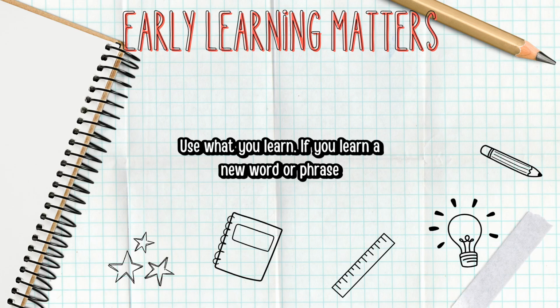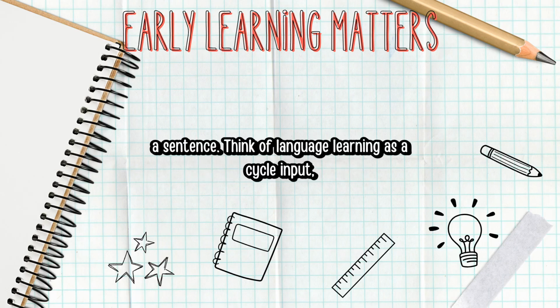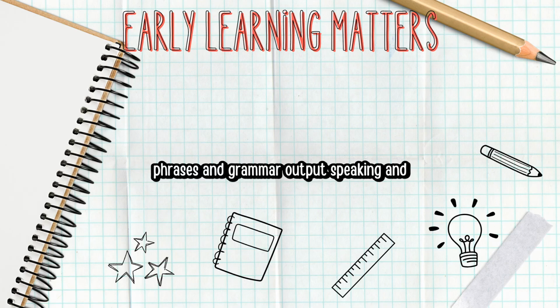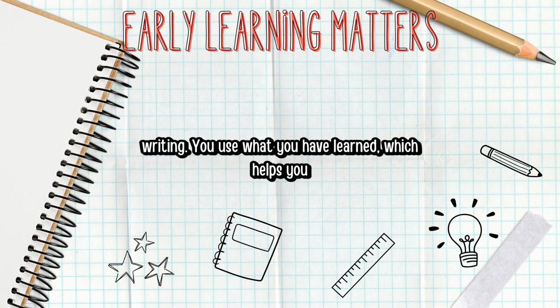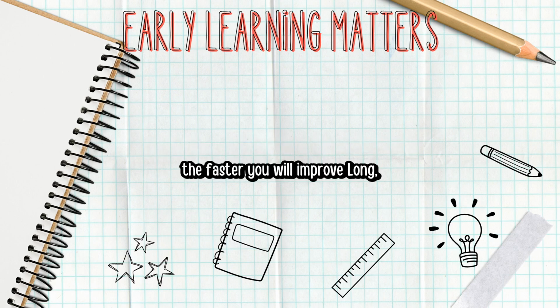Use what you learn. If you learn a new word or phrase from a book, try using it in a conversation or writing it in a sentence. Think of language learning as a cycle. Input, listening and reading. You absorb new words, phrases, and grammar. Output, speaking and writing. You use what you have learned, which helps you remember it better. The more you repeat this cycle, the faster you will improve.